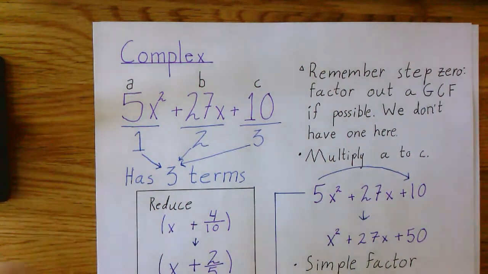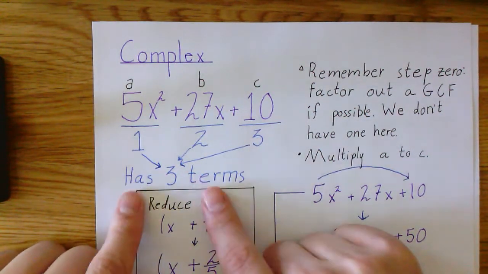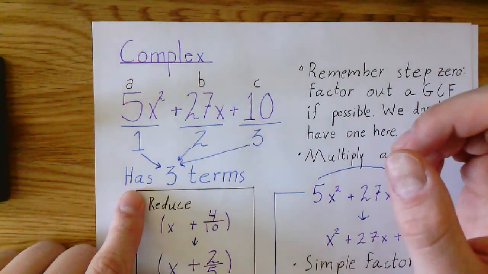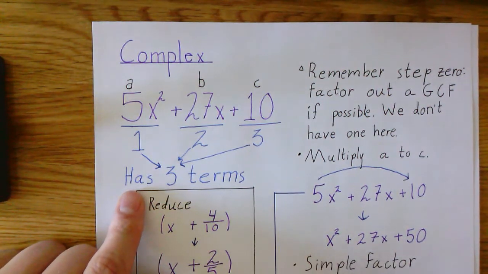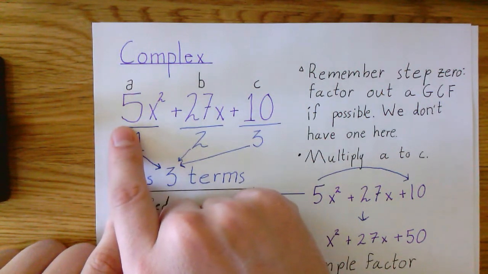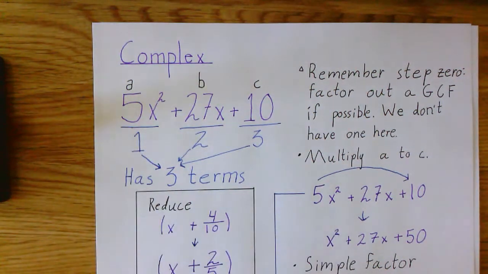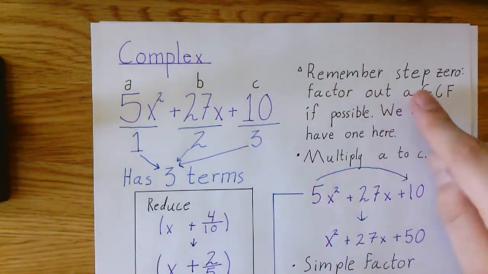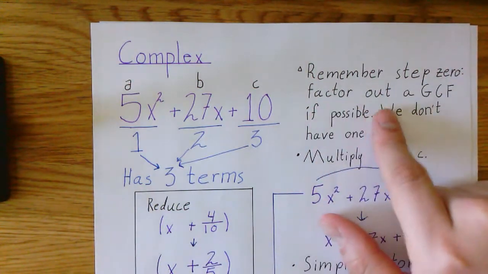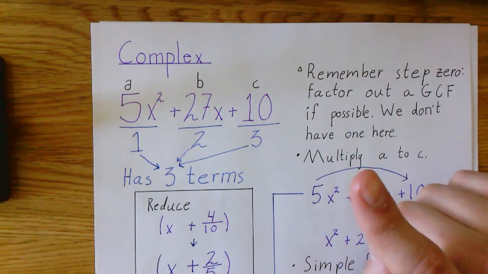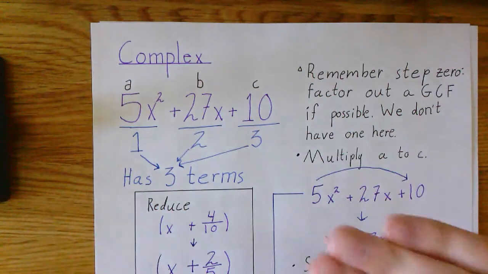All right, we're gonna talk about complex factoring next. You'll notice that complex factoring also has three terms, so this one could be confused as simple factoring. That's the one we just went over. But you'll notice that our A term, in this case it's 5, just can't be 1. If it's any other number than 1, you're probably going to do complex factoring. Remember, step 0 is factor out a GCF though. If you do not factor out the GCF first, this won't work. You're going to F it up.